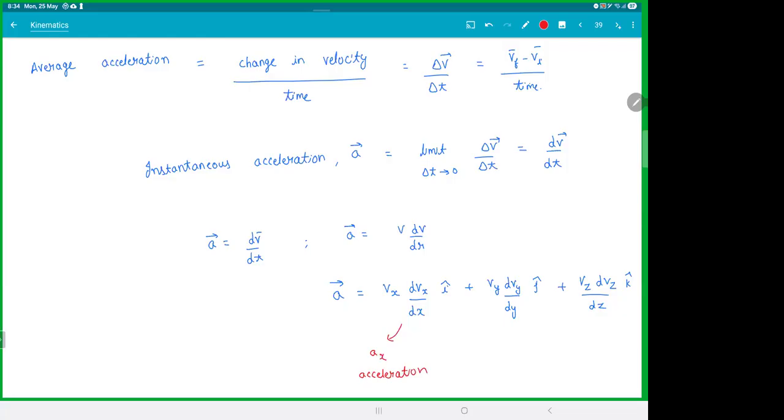So if you want to write acceleration in 3D, this is the form. Till now we have been using this v dv by dx, but that's only in one dimension. What if you have acceleration in x, y, and z? This is acceleration along the x-axis. This term is ay, acceleration in the y-axis. This term is az, acceleration in the z-axis. That is the vector form.